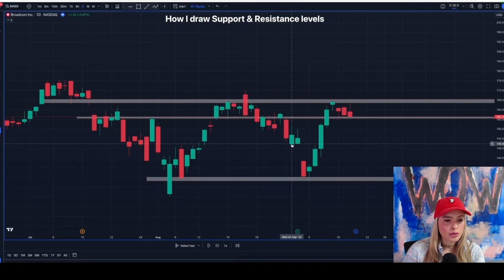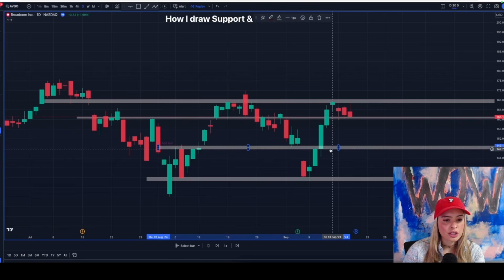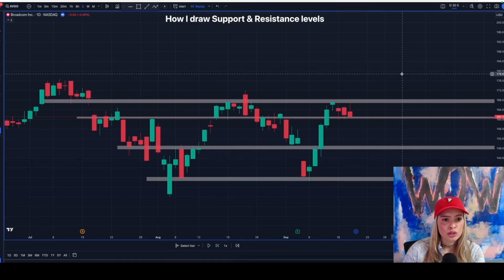And let's see if I can spot another one. Yes, it will be here. We have multiple touches, support, resistance, support, support, support, resistance, resistance, resistance. So in the past it acted as support and resistance, and we have multiple touches.